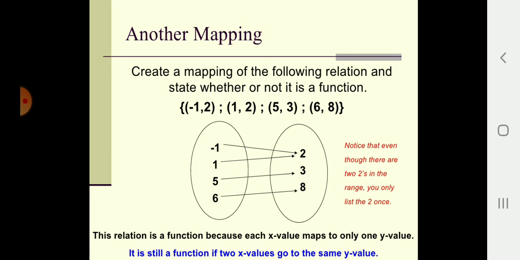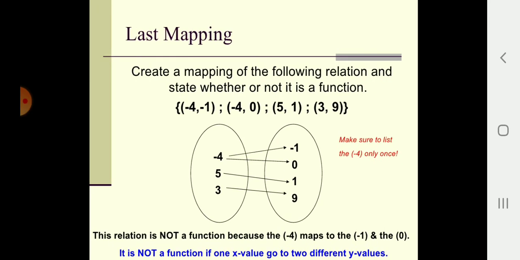Notice that even though there are two 2s in the range, you only list the 2 once. Last mapping: create a mapping for the following relations and state whether or not it is a function.